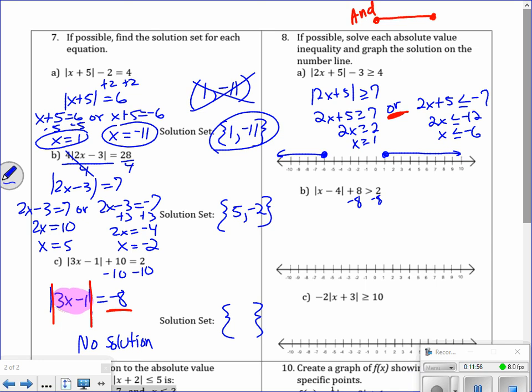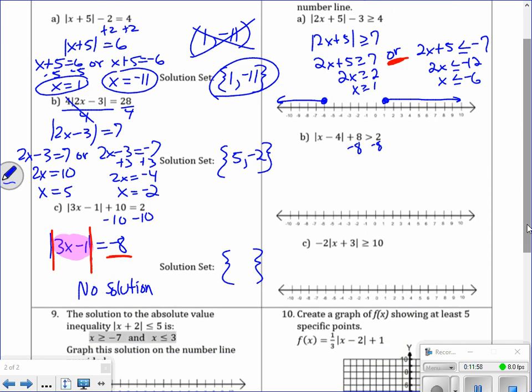All right, so let's see, I'm taking away 8 on letter B. Uh-oh. So I have absolute value of x minus 4 greater than negative 6. I can't do this problem. I have to see what's going on here. So I have a positive. So remember, absolute value always produces positive answers. And so this question is asking me, when is a positive greater than a negative? So always, right? Positives are always greater than negatives. So my answer to this is all real numbers.